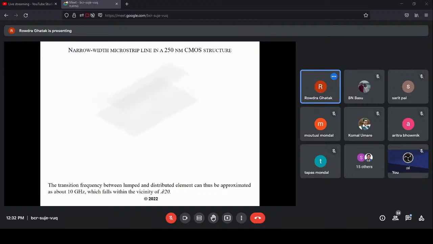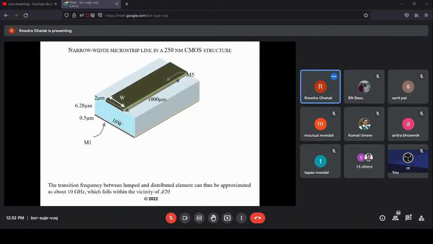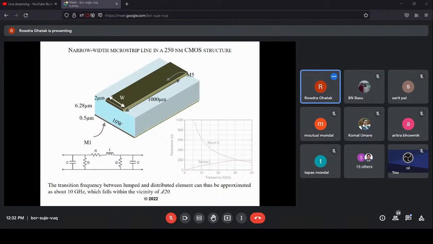So let us consider this for the 250 nanometer CMOS structure, where the elements can be synthesized. And you can find out from here what is the transition frequency between the lumped and the distributed elements that can be approximated for implementing the distributed transmission line concepts in silicon dioxide systems.